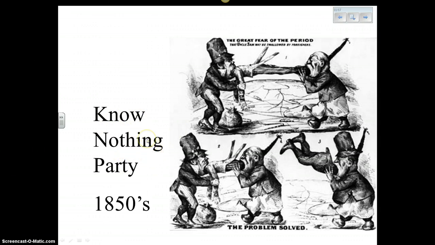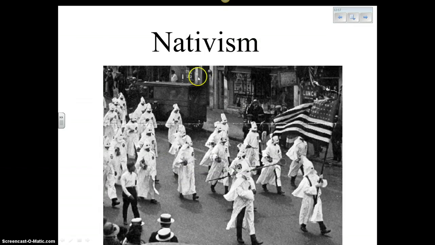So discrimination and racism and popular opinion is going to lead to government action. And we're going to talk a lot about some of the policies that the United States had. Nativism. Nativism is the term that many people of the Know Nothing Party would have prescribed to. It means native-born Americans who are opposed to new immigrants. And I have a picture of the KKK here, who obviously were known for these feelings.